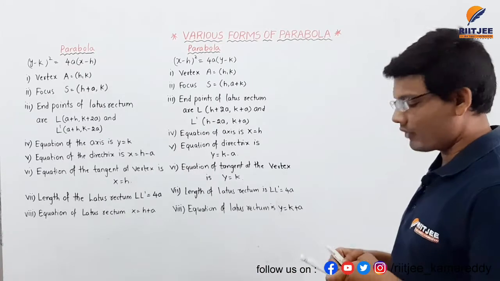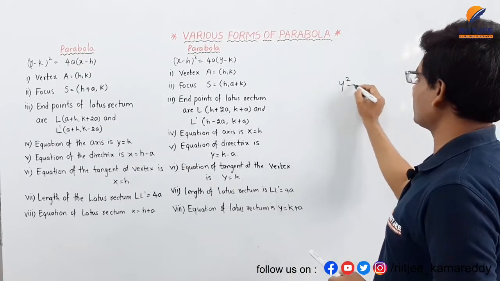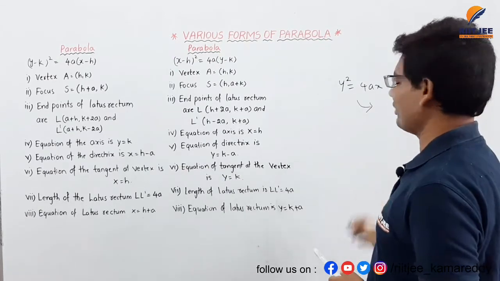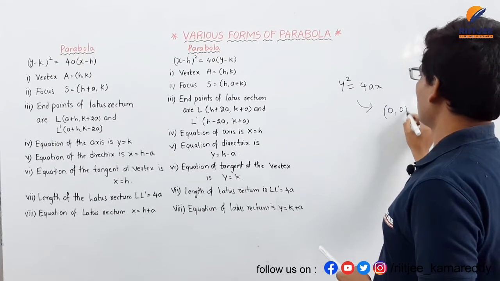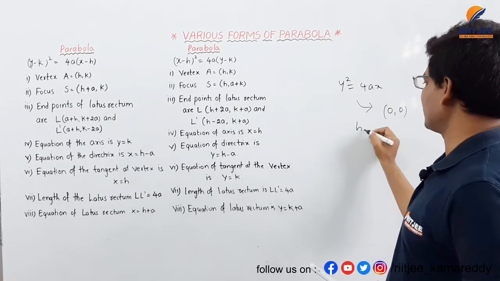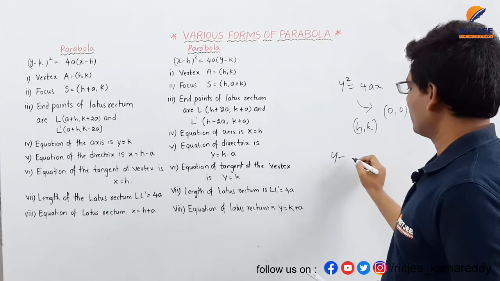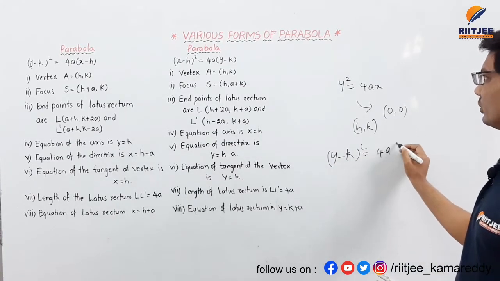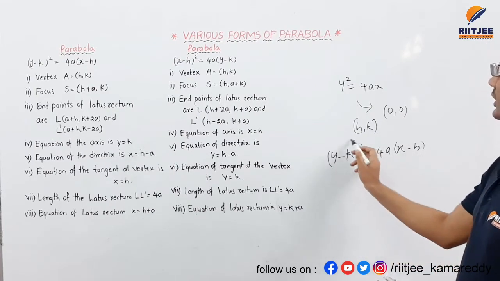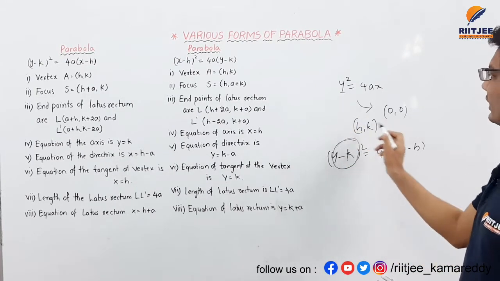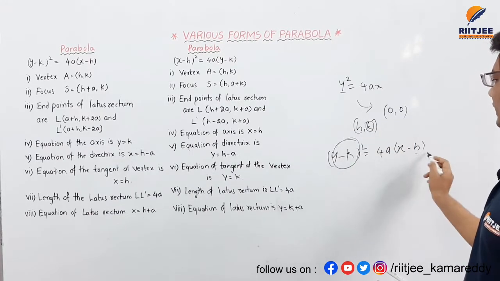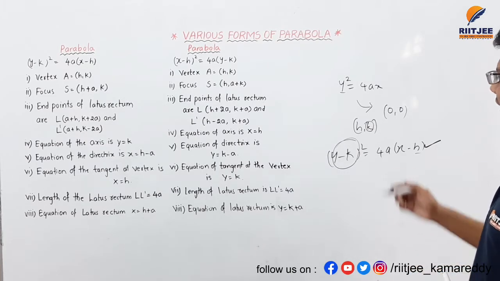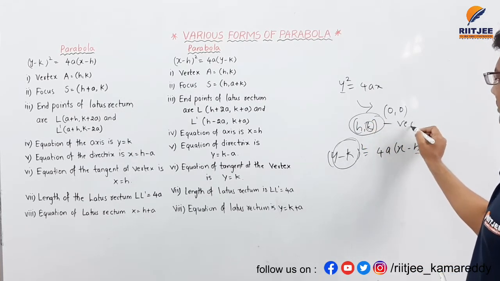The standard form of the parabola equation is y square is equal to 4ax, which has vertex 0 comma 0. Now here the vertex is h comma k, so y minus k whole square is equal to 4a into x minus h. I am substituting by subtracting the k value from y and the h value from x. This is the standard form of the parabola equation when the vertex is h comma k.